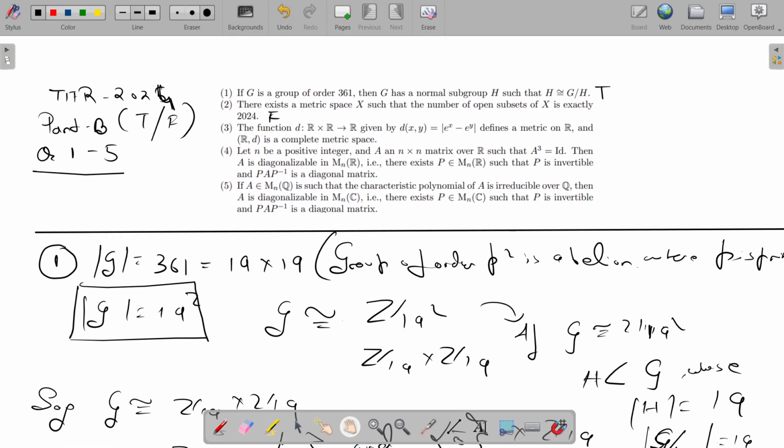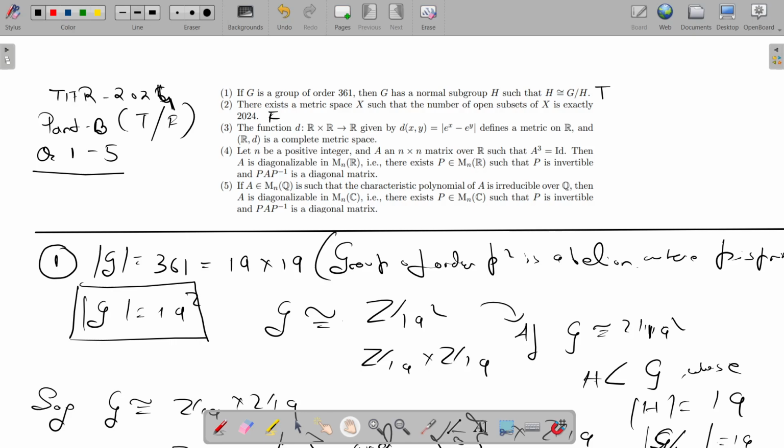For question number 3, it says that the function d from R cross R to R given by this defines a metric on R. So it is already given that this is a metric, but nonetheless, if it was not given, then it's very easy to show that this is a metric, because this is an injective function, right? This is continuous, strictly increasing, so it's injective, as we can see from the curve of e to the power x. So yeah, this will define a metric, obviously.